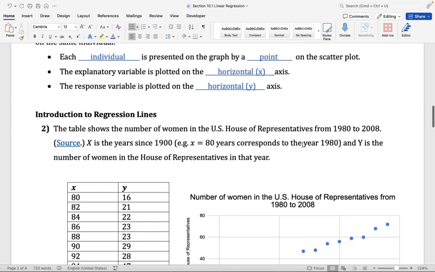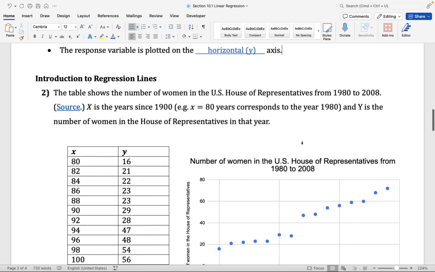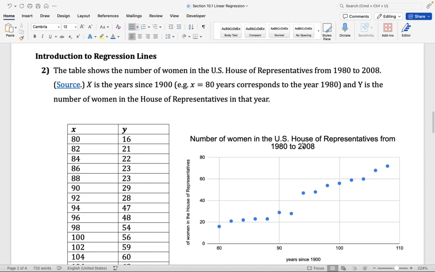Now we can transition into talking about regression lines. I'm going to quickly introduce you to what regression lines are, and I will also give you an intuition on how technology is going to find the regression line. We're going to be doing this by looking at an exercise. We're going to consider the table here below. The table shows the number of women in the U.S. House of Representatives from 1980 to 2008.